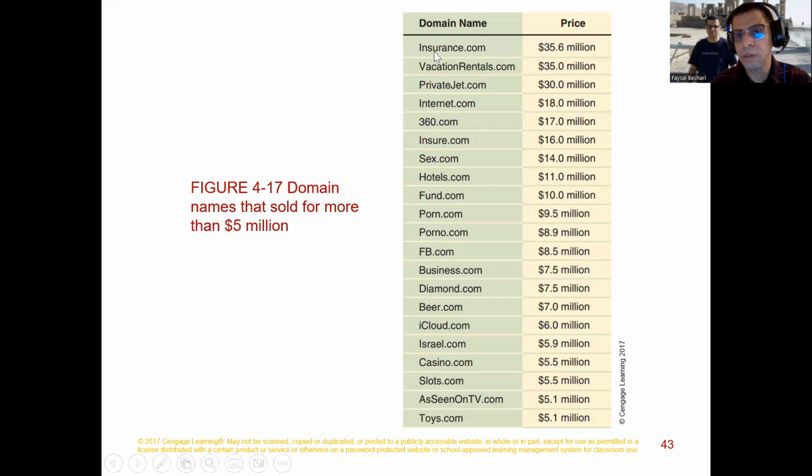The domain name insurance.com was sold at $35.6 million. Internet.com was sold at $18 million. iCloud.com, $6 million. So you see the prices are not cheap, really. If you can get these domain names, then you can probably sell them at these prices and much higher. So that's the end of the chapter. Thank you very much.